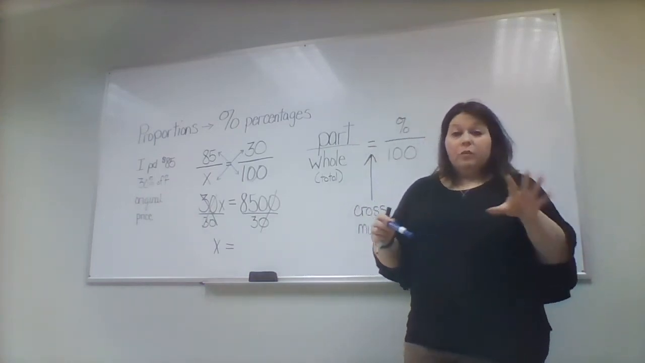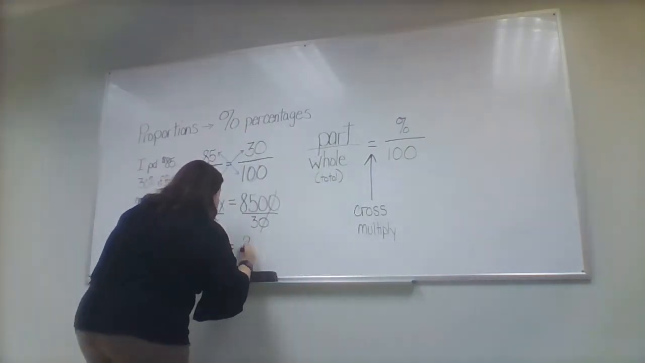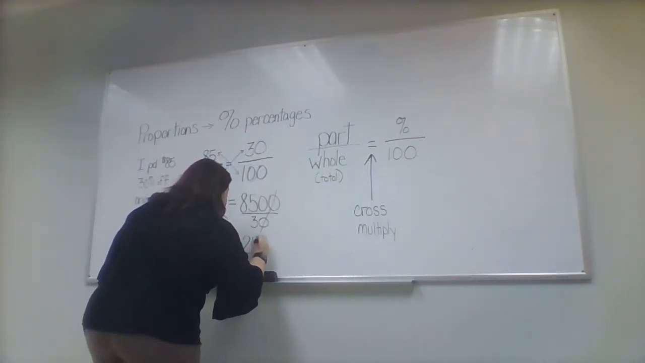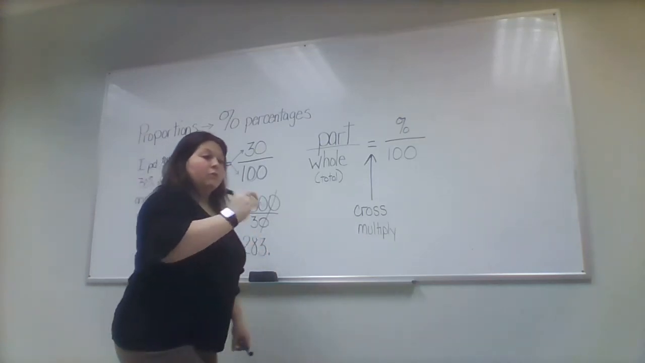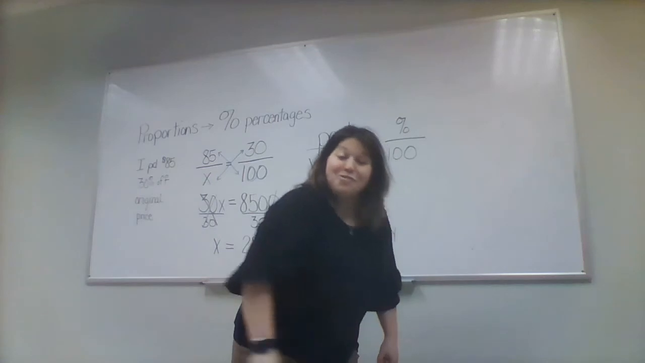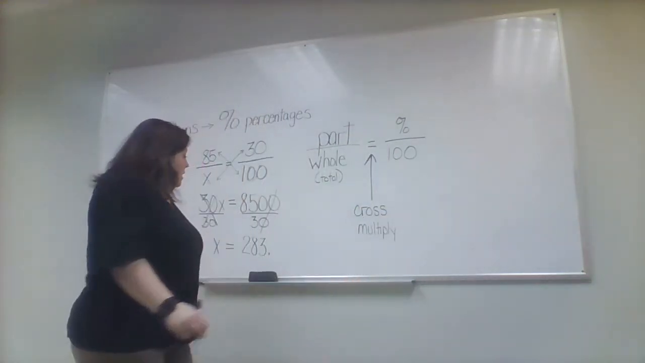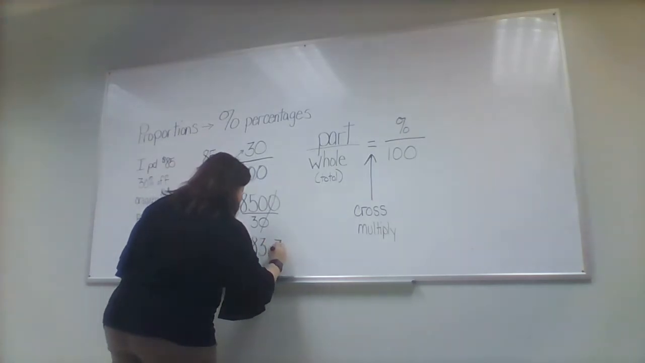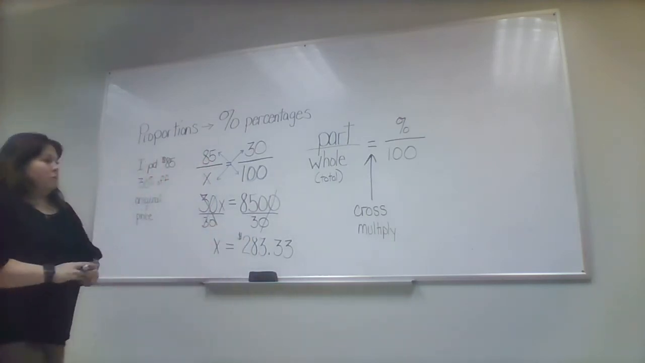So we're dealing with money here. So we should have gotten this answer of 283, and then you probably got 0.33333333333, which in math we say 0.3 repeating. But since we're talking about money, we're going to go to two places. And that's your answer for this one.